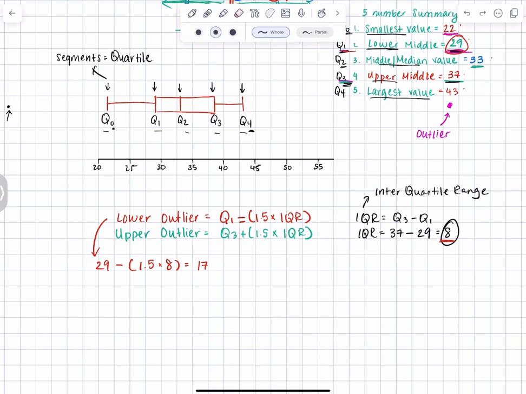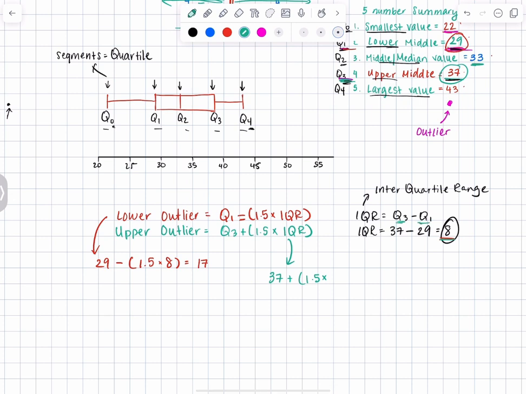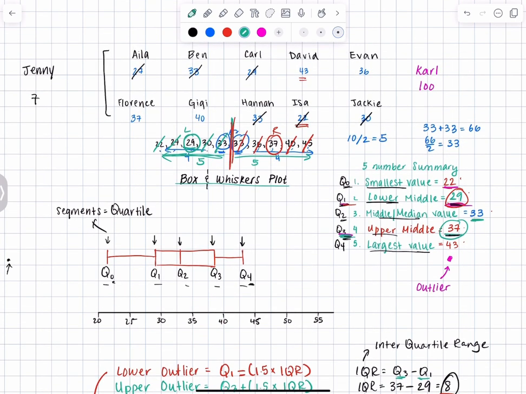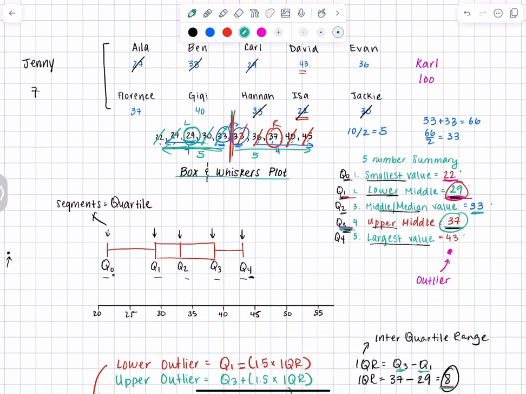And then for the upper outlier, you just plug it in. So Q3 is 37. So 37 plus 1.5 times the IQR. We use the same IQR because Q3 minus Q1 is 8. So 37 plus 1.5 times 8 would give us 49. So nobody goes above 49.